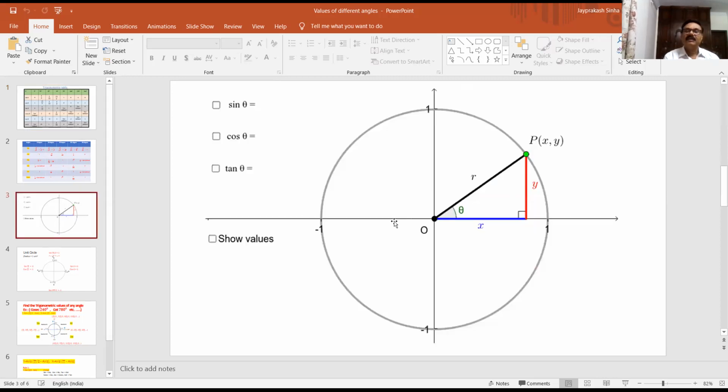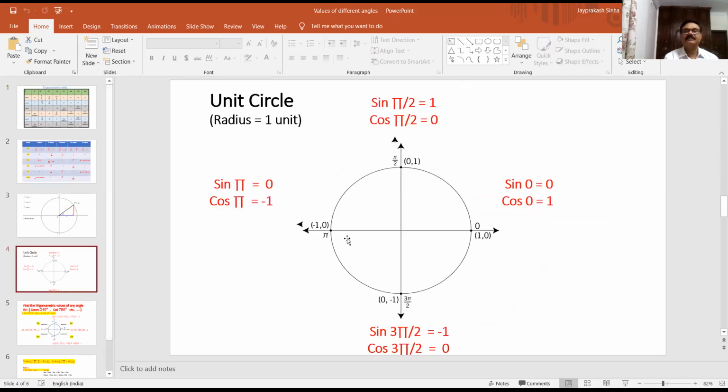So see, first of all, what we'll do, we'll draw a circle of unit radius. Means unit circle is that circle whose radius is 1 unit. So if this is your x-axis, this is your y-axis. Okay, so if you start measuring the angles from this line, this is your initial line, then this is 0 degree.